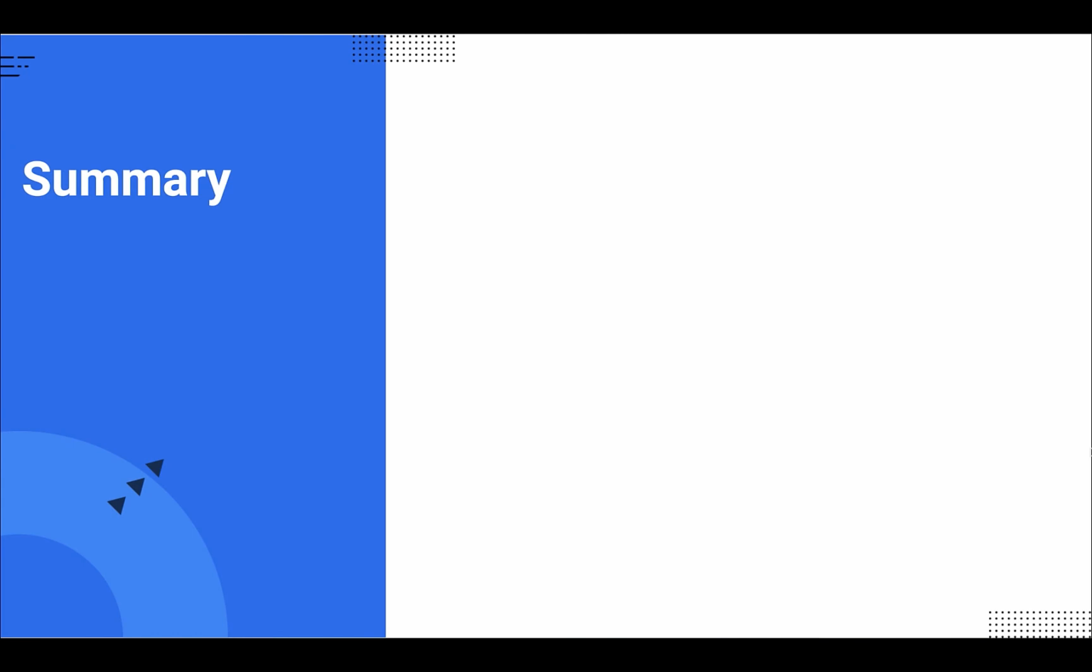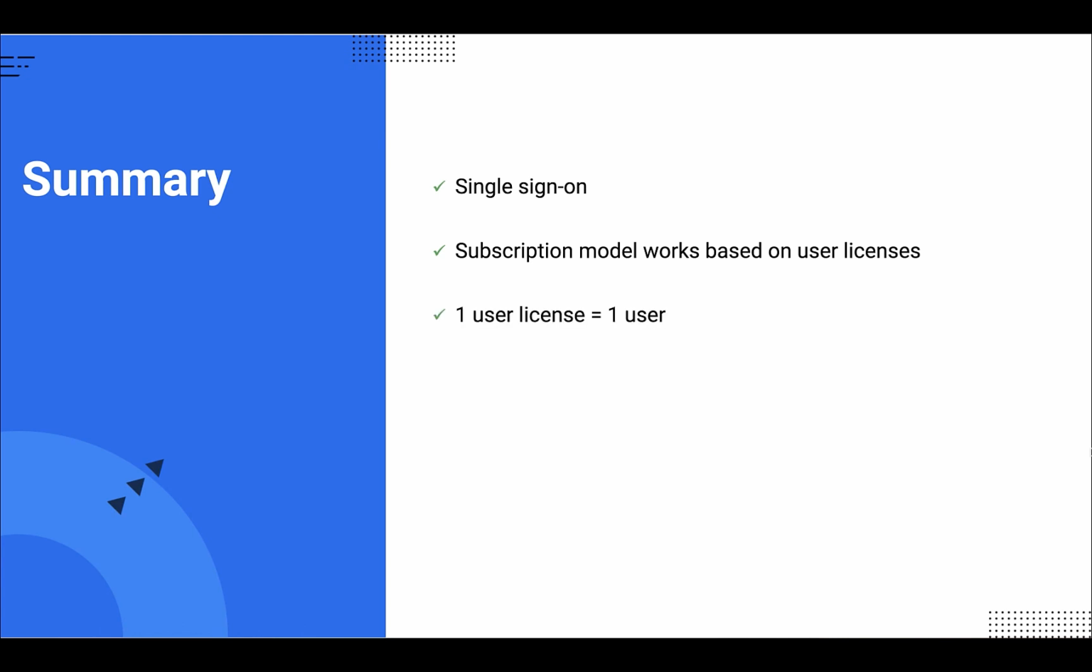To summarize, Zoho CRM works on a single sign-on basis. Zoho CRM's subscription model works based on user licenses. One user license is equal to one user, and the number of user licenses you should purchase depends on the number of people you plan to onboard to CRM. The user who makes the first purchase and invites others to CRM is by default the super admin of an organization. A super admin by definition is someone with whom all CRM privileges rest and who also is the point of contact for CRM to communicate billing details and other updates from Zoho.